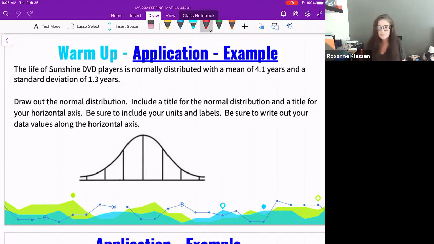Okay, for those of you who are just getting here, make sure you're on time. And there's your document for today. We're doing this warm-up example.